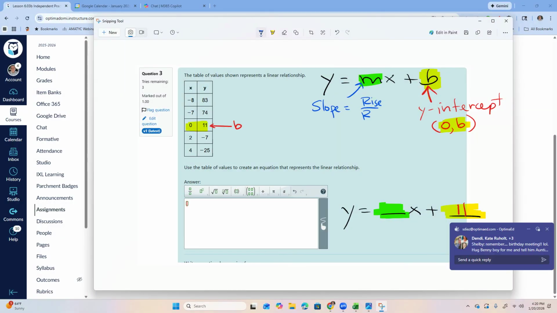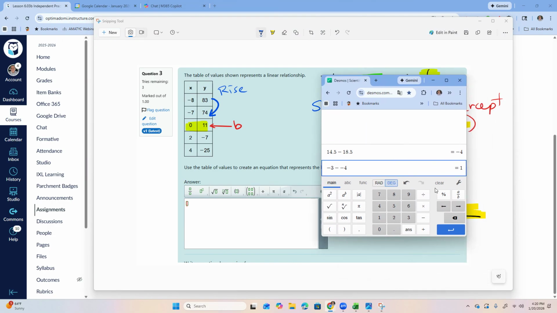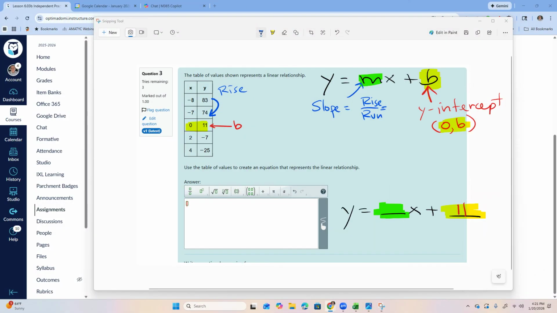Rise over run. So let's find the rise. What will be my rise? Pick any two rows from the table. I usually pick the first two rows. I want to find out how these two numbers change. We call this the rise. So taking my calculator, let me clear everything here. I'm going to subtract 74, I'm going to subtract 83, and you can see I got negative 9. So my rise is negative 9.